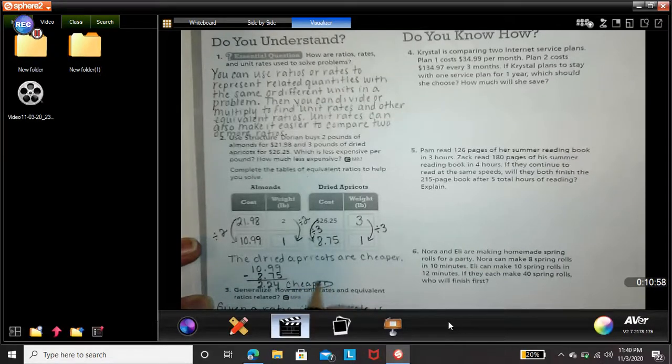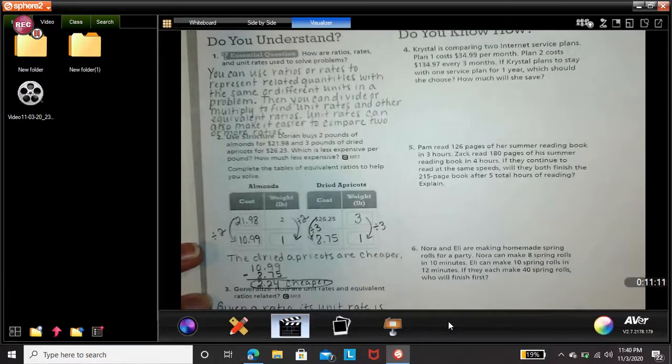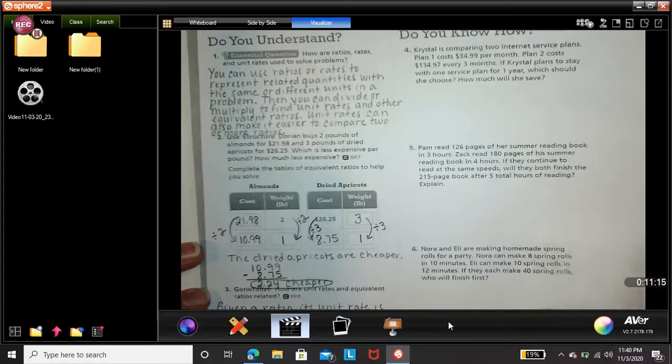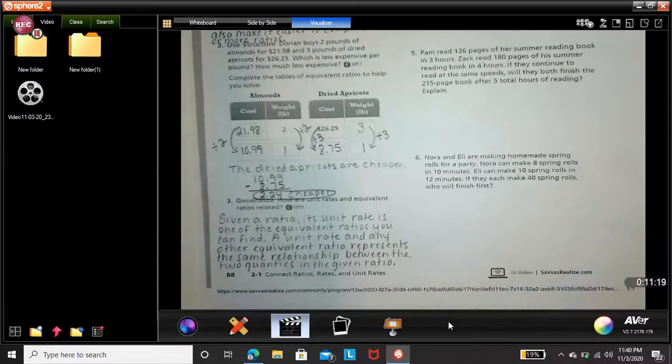So the dried apricots are $2.24 cheaper, and that is per pound. Okay, question number 3, generalizing: how are unit rates and equivalent ratios related? Let me give you a moment to write that information down before we move on.